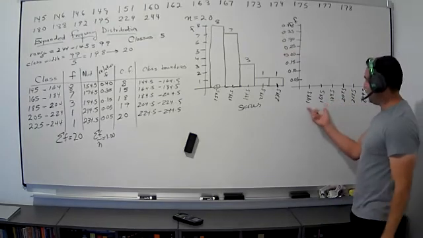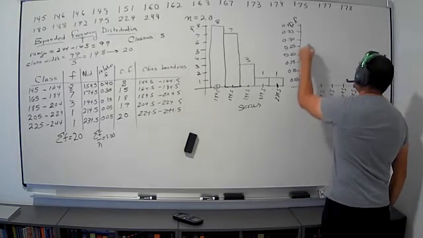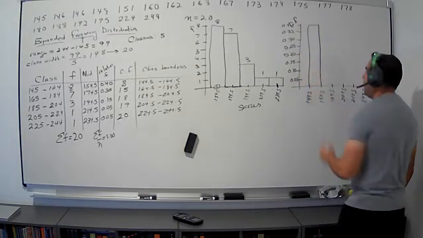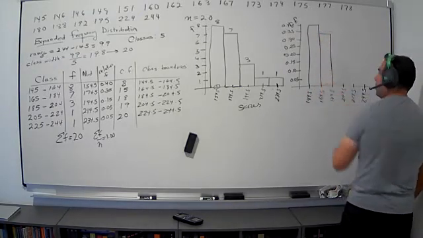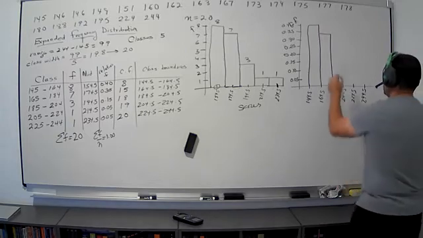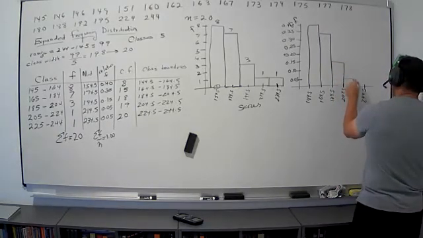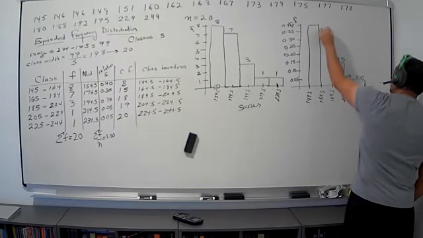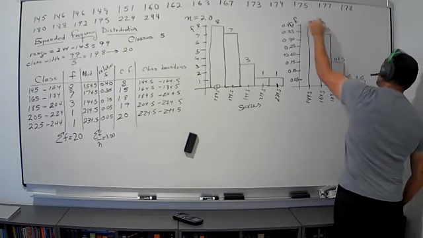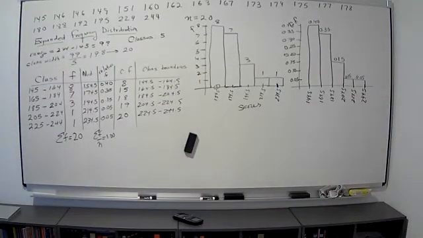The first boundary, these two, go up to 0.40. The next one goes up to 0.35. The next one goes up to 0.15. Then 0.05, then 0.05. And you're done. Super simple.